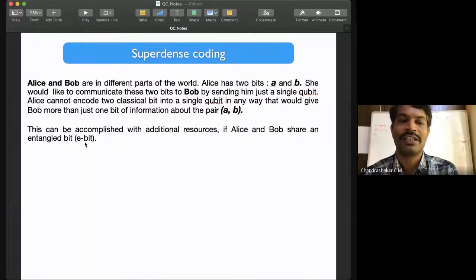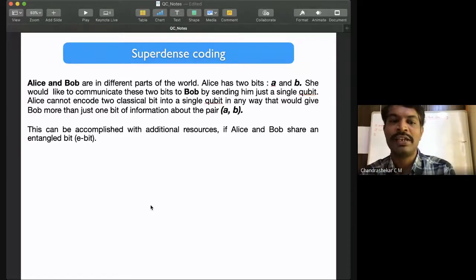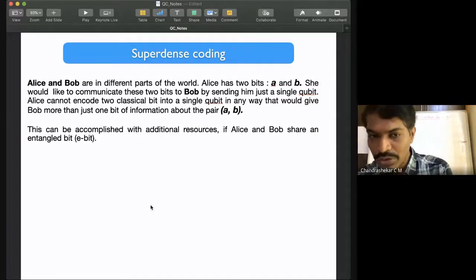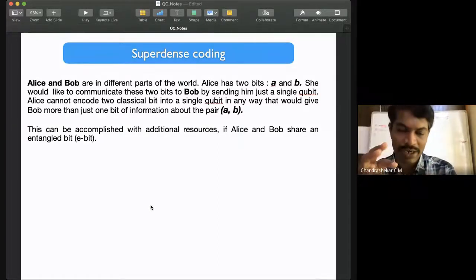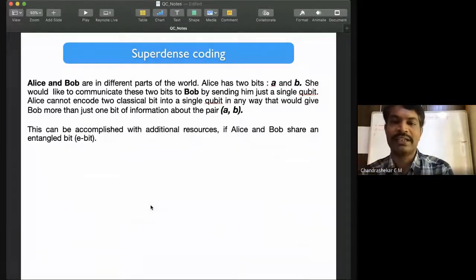So, what is that other way? This can be accomplished with an additional resource, which is an entangled bit. Instead of using simple quantum bits to send, you can use an entangled bit in the beginning itself, and then you can send only one quantum bit from Alice to Bob, which will carry the information of two classical bits. This is one of the very early examples from a computational side where we see the advantage of using an entangled state.